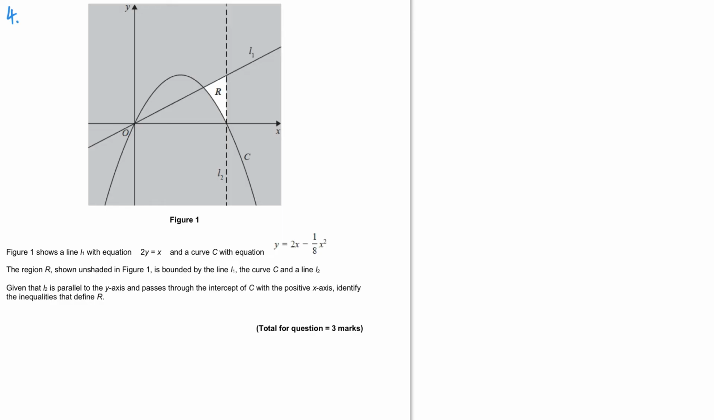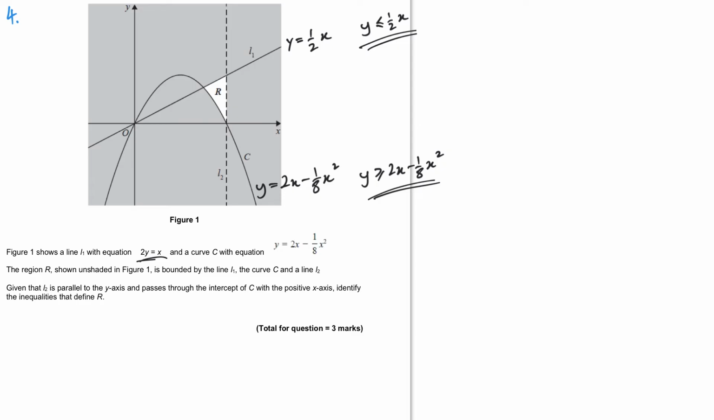Now in this one, what I want to first do is put these values on. So 2y equals x, so this is y is equal to half x. I like it in that form. And I can pretty much say that this is y is less than or equal to half x. I can see that inequality straight away. When I'm looking at my curve, that's y equals 2x minus 1/8 x squared. We're going to want above that, so we're definitely going to want y greater than or equal to 2x minus 1/8 x squared. So these are two of my answers straight away.